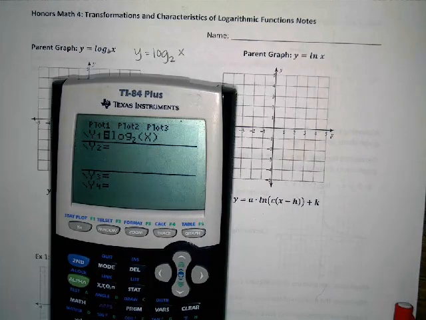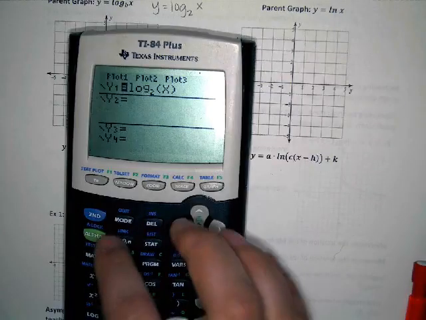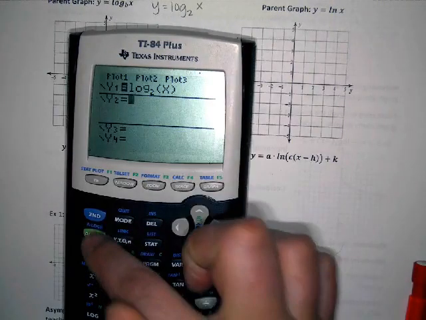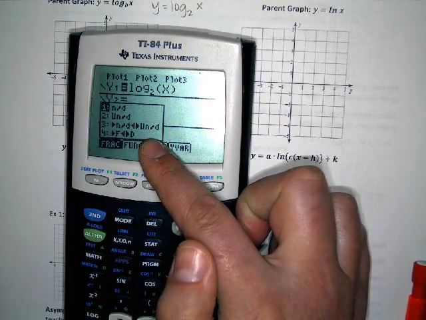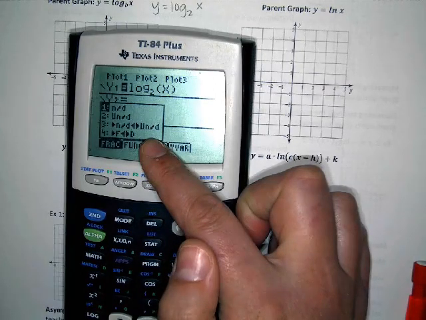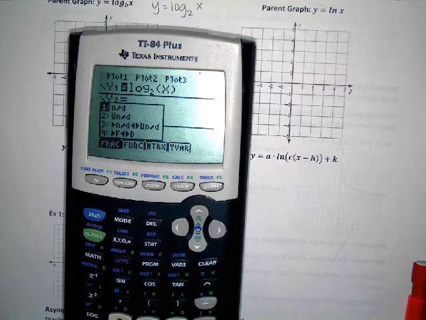I don't have the log thing. Like when I do math, it goes through. I don't know what that is, but it's not the log base. If you hit alpha y equals, does it give you this? No? Your calculator's just not updated. You just need to grab a different calculator.